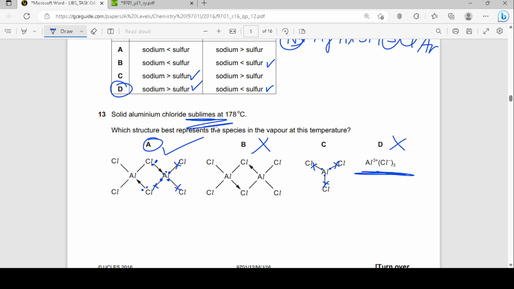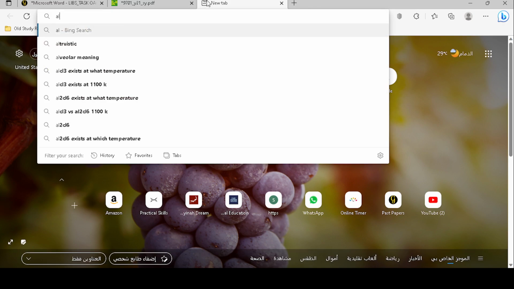So I would assume that it would still remain Al2Cl6 because that's the one that exists at lower temperatures and it's more stable. It's just sublimed, right? And if you increase the temperature more and more and more, then it might become AlCl3. But if it's just sublimed, I would assume that it's Al2Cl6. So yeah, A.